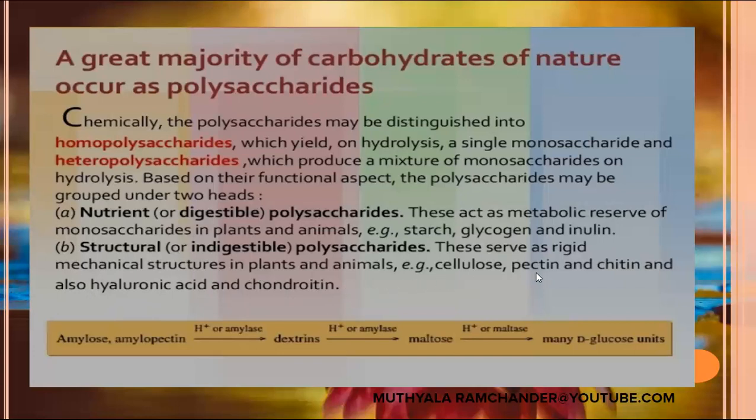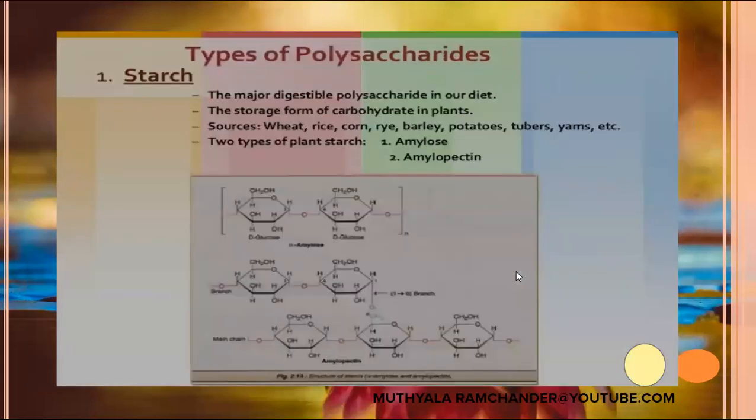These are the structural or indigestible polysaccharides. They are mainly cellulose, pectin, chitin. They mainly help in the structure of the cell walls in plants. Now next, among the homopolysaccharides, one type of polysaccharide is starch. Starch is the major digestible polysaccharide in our diet.